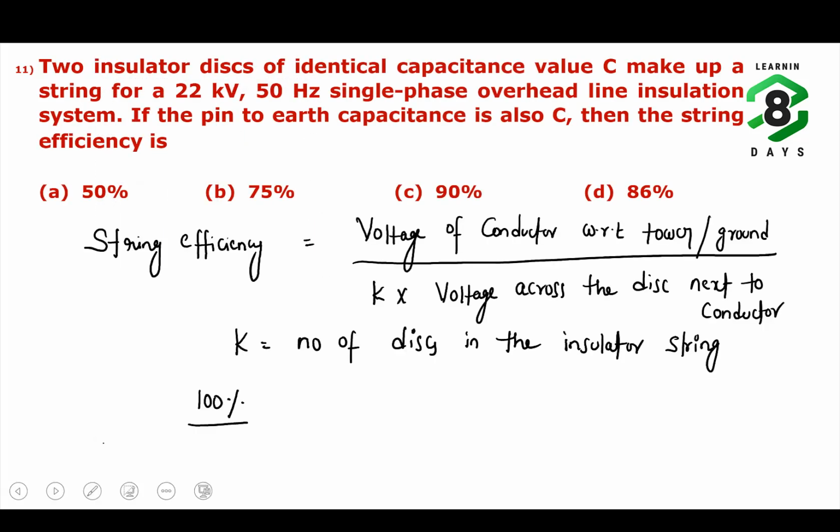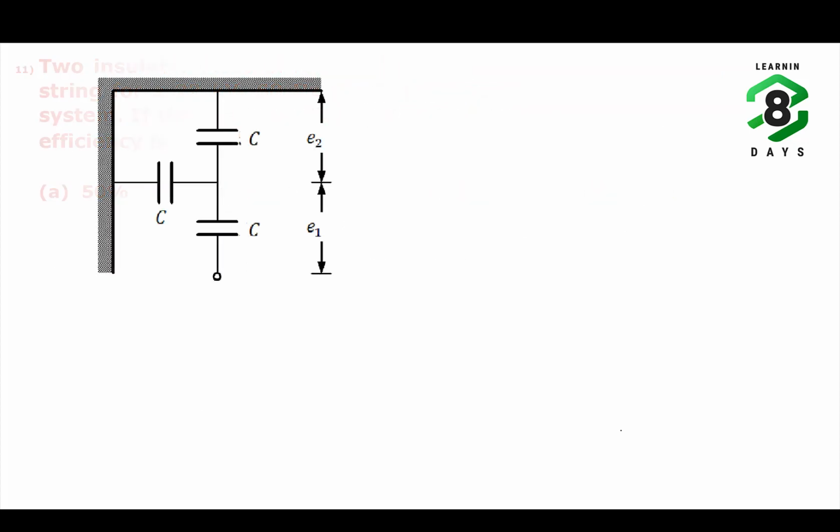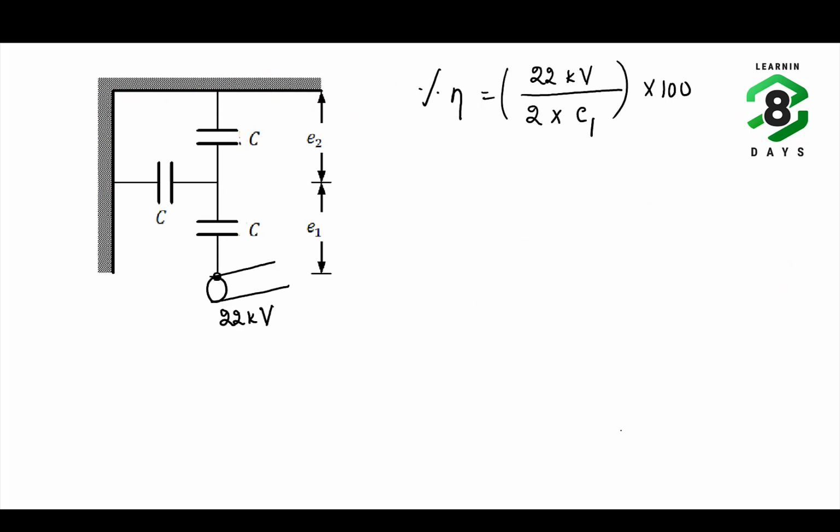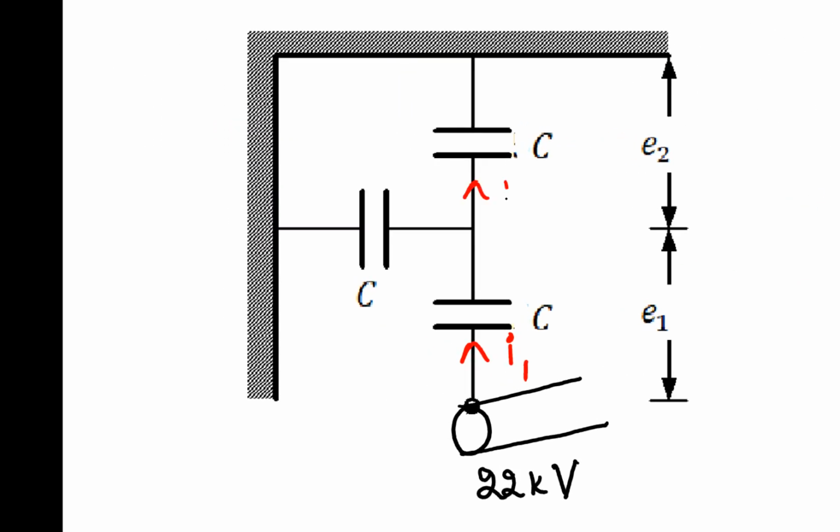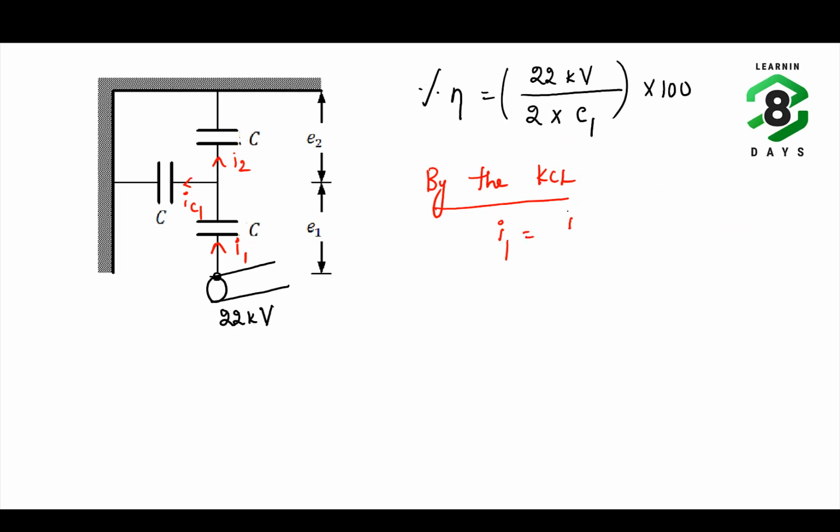So even here, string efficiency is usually mentioned in percentages. So percentage string efficiency is given by this ratio. Okay. Now again, let us assume this current is I1, this current is I2, this is IC1. So by KCL, I1 is equal to I2 plus IC1, since we have already done this in the previous problem in direct rating.